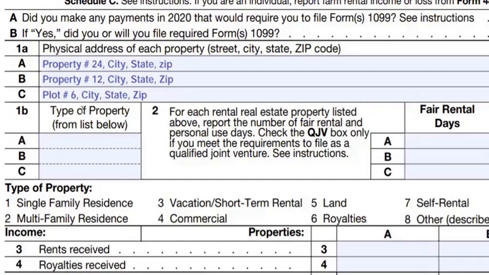Okay, plot number 6. Let's see what is 1B. 1B is the type of property. I mean, what type are these properties? Now tell me how many types of properties there are.